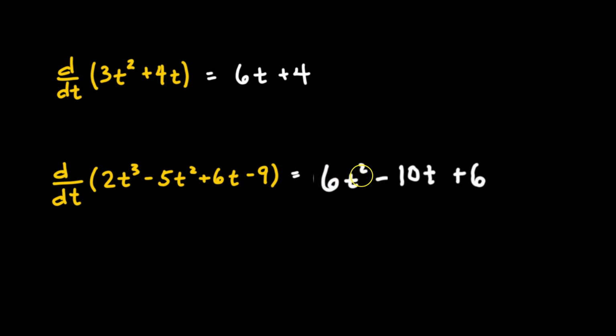Next, we're going to find the derivative of 2t cubed minus 5t squared plus 6t minus 9. And once again, we're going to take the derivative term by term. So the derivative of 2t cubed is 6t squared. Derivative of 5t squared is 10t. Derivative of 6t is 6. But notice over here we have a constant. The derivative of a constant is going to be 0 because there's no rate of change occurring there. So our final answer is just 6t squared minus 10t plus 6.